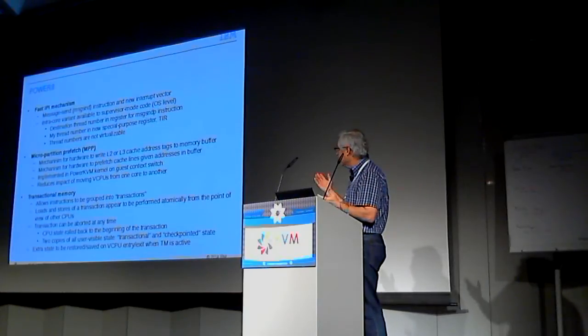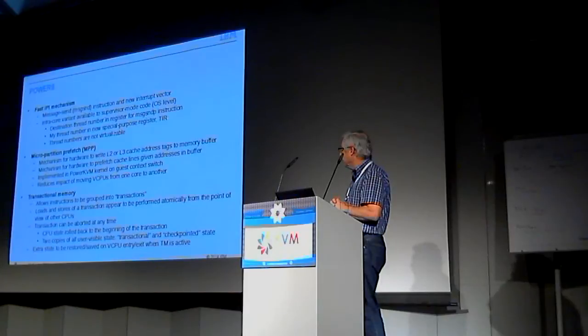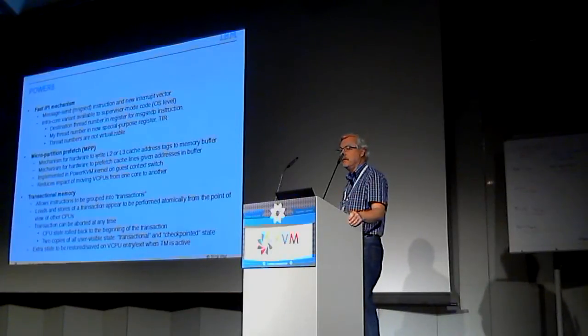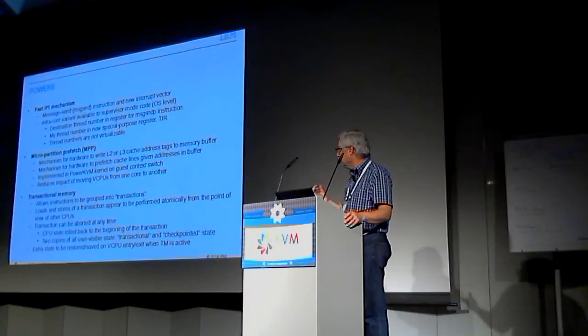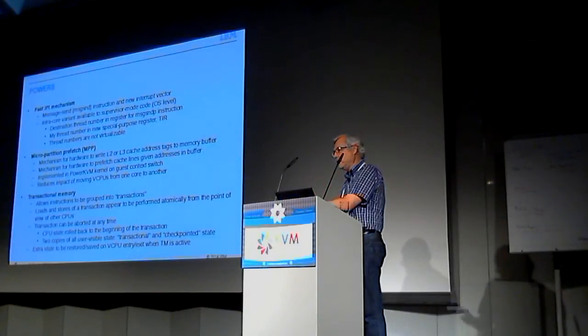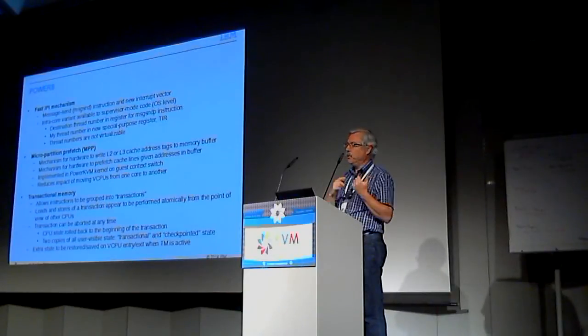So we've implemented this on the guest context switch, and we find it reduces the impact of moving a vCPU from one core to another. Obviously because we can prefetch the lines into the destination CPU's cache that were present on the source CPU.